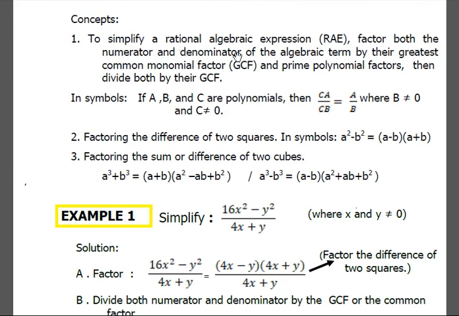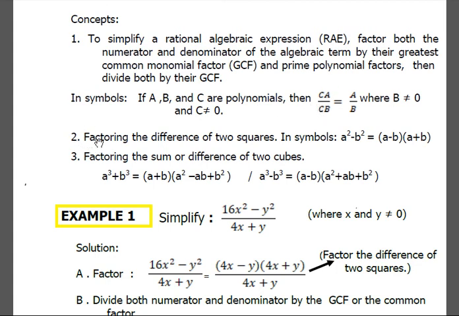To simplify rational algebraic expressions, we have to factor both numerator and denominator of the algebraic term by their greatest common monomial factor and prime polynomial factors. Then divide both numerator and denominator by their common GCF, or the greatest common factor. Remember that if a, b, and c are polynomials, then c times a all over c times b is equal to a over b, where b is non-zero and c is also non-zero. So this is the cancellation law.